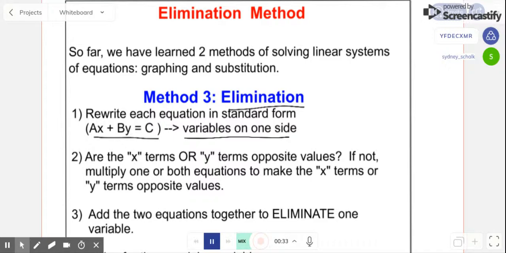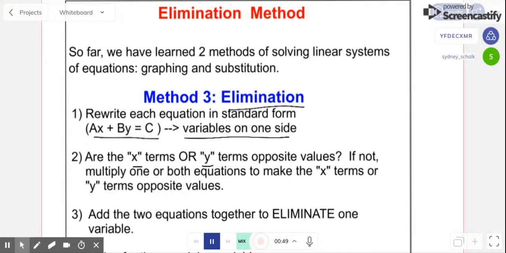The second step, also, we can sometimes skip. We want to look and see if the x terms or the y terms have opposite values. If not, we need to multiply one of the equations or even both of the equations to make opposite values. We'll also talk about that shortly.